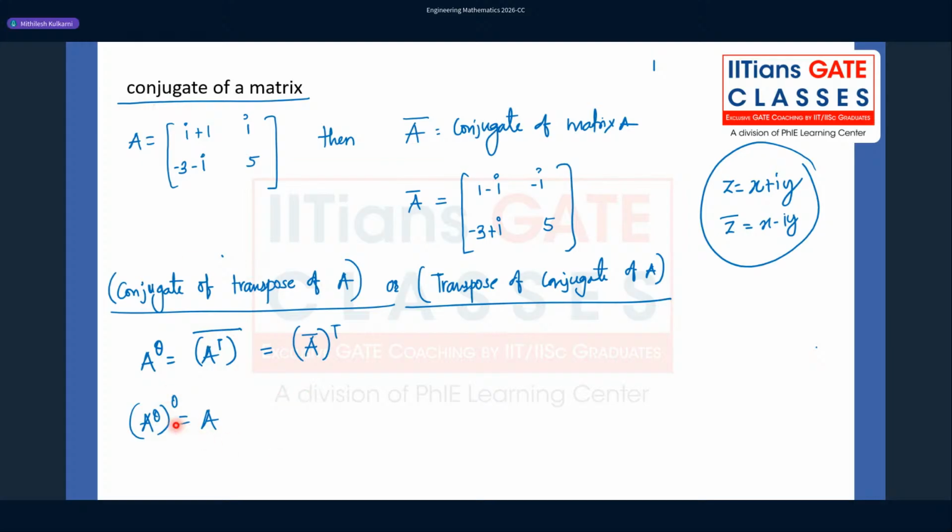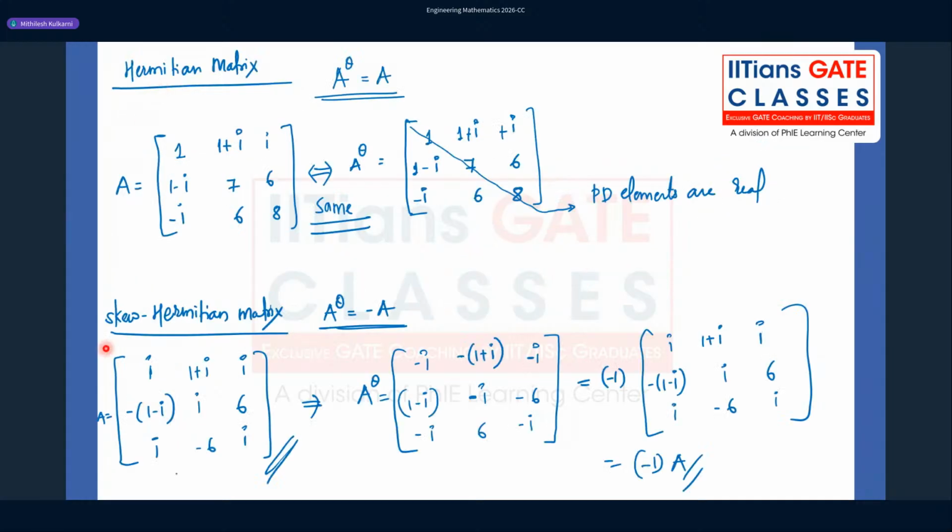Okay, so nothing new about here. So based on this A to the power theta, there are some more types of matrices. Okay, A to the power T or A transpose, there were symmetric and skew symmetric types, right? Symmetric matrix and skew symmetric matrix. Now, based on A to the power theta, we have two more types of matrices, which are Hermitian and skew Hermitian. So, if A to the power theta is equal to A, we call it a Hermitian matrix. And if A to the power theta is minus of A, then we call it a skew Hermitian matrix.